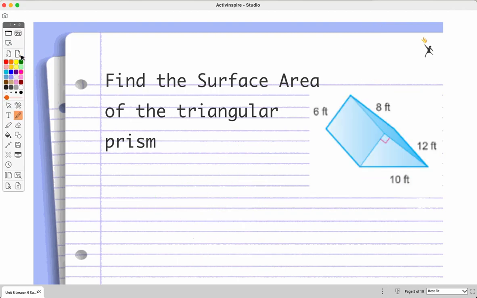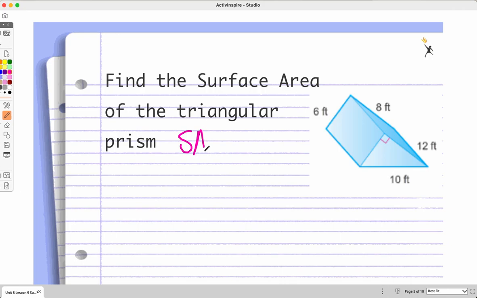All right, let's do one more together before I have you guys try another one. So a little bit simpler, a little bit smaller numbers, whole numbers to look at. So my formula is surface area equals twice big B plus PH, perimeter times the height. So again, we look for our base, and we find our base by looking for our triangle, and that's what we're looking at right here.